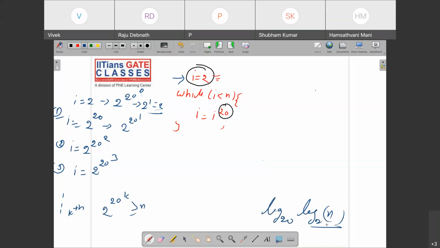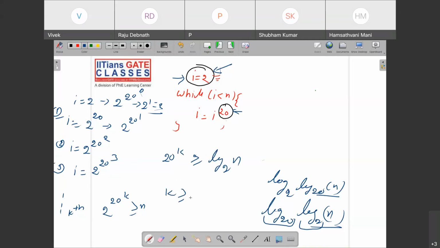In the GATE examination, if this kind of question is asked, then this option will also be given: log base 2 log base 20n. Don't get confused. Whatever is the initial value will come inside, and whatever is the power will be at the outside. So if you solve it, take log base 2, it will become 20 raised to power k greater than or equal to log base 2n. Then you take log base 20, so the k value will become log base 20 log base 2n.